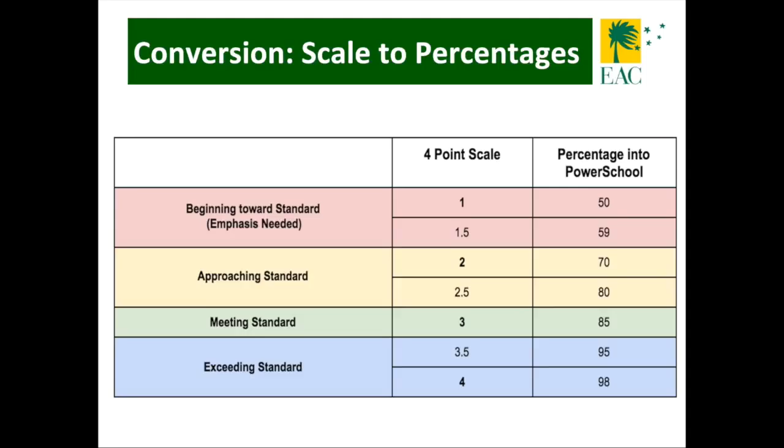Here is a conversion chart that teachers are using this year to transition into standards-based grading. Teachers are grading on a 4-point scale in rubrics. That score is then taken and converted to a percentage to put into PowerSchool. You can see here that we have 4 areas. 1 is beginning towards standard, emphasis needed. A score of a 2 or a 2.5 is approaching the standard. 3 is meeting the standard. This is grade level expectation. And a 3.5 or 4 is exceeding the standard.